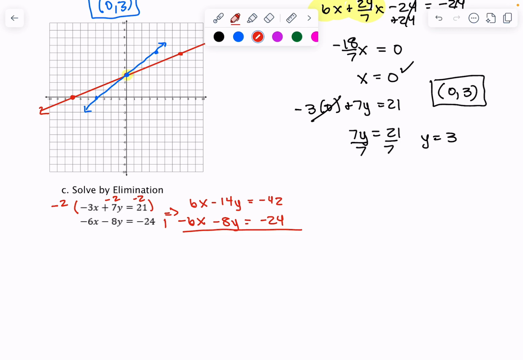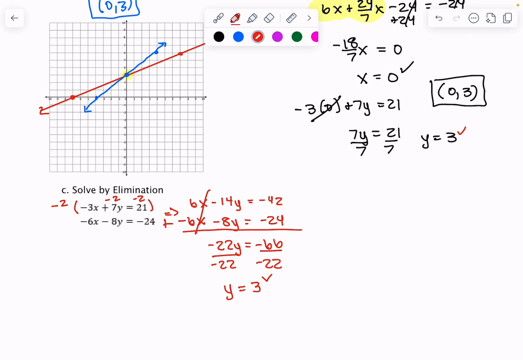Add them together and look at that. Those eliminate. And now I've got negative 22y equals negative 66. That divides really easily, unlike those fractions. And I get y equals 3, which is great. That's what I got in the other solutions, only that took me way less time.